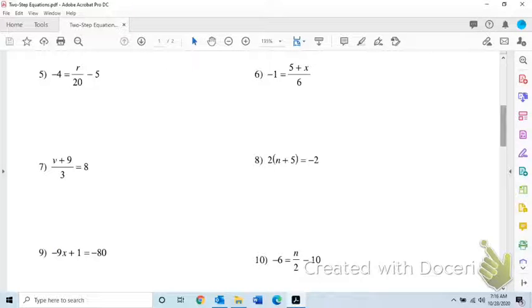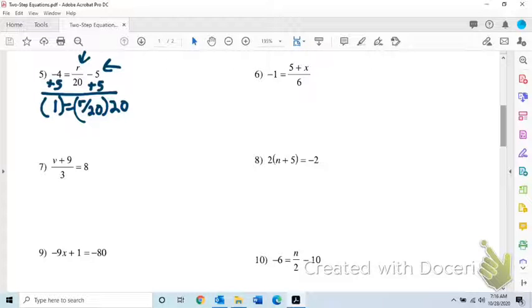So number 5, looking to isolate that r. I'm going to get rid of the numbers furthest away first. We're going to add 5 to both sides. Negative 4 plus 5, that's the same thing as 5 minus 4. So we go 1 equals r divided by 20. R divided by 20, we want to multiply both sides by 20 because that's how we get rid of it. We get rid of division with multiplication. And so 20 equals r.